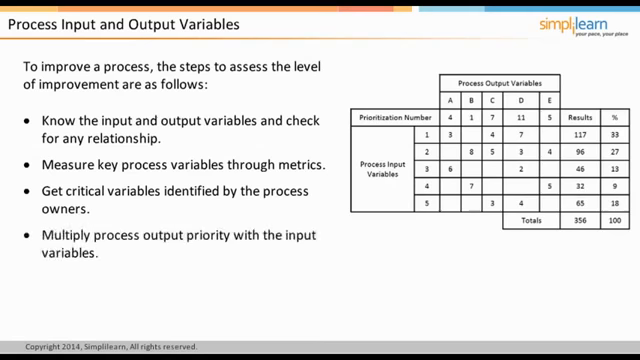The process output priority is multiplied with the input variables to arrive at the results for each input variable. The values are added to determine the results for each input variable. For process input variable 1, the output variables are 3, 4, and 7 with a prioritization value of 4, 7, and 11 respectively. Therefore, multiplying the output variables with their corresponding prioritization numbers and adding those gives 117, which is around 33% of the total effect.